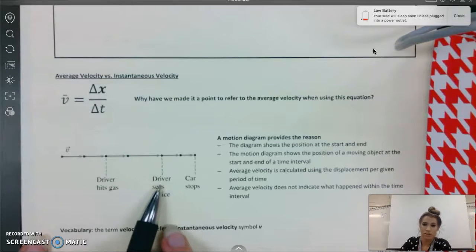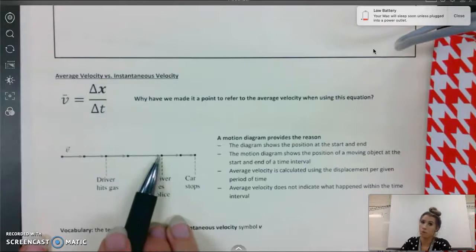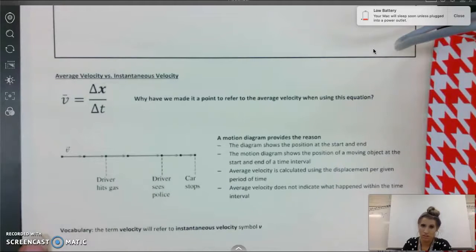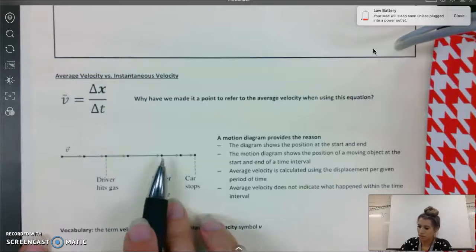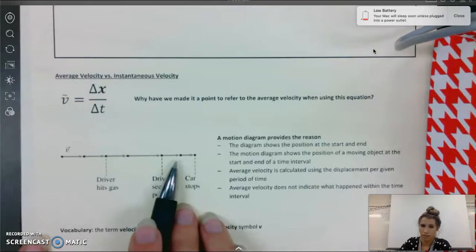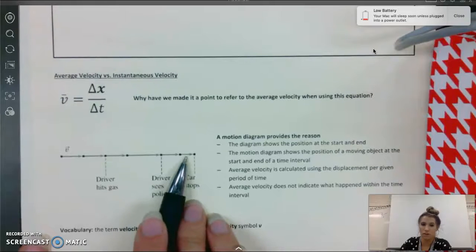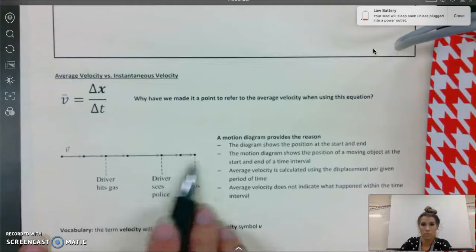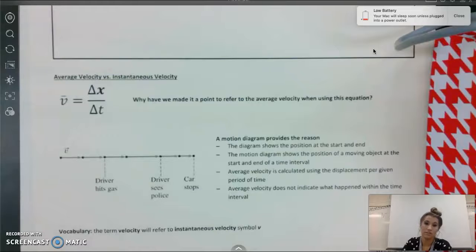And then the driver sees a police officer, so they push the brakes. And so they're still traveling in the positive direction. So we still have a positive velocity, but it is less than it was before. Okay, so this looks like it might be slower than what we had here. So we're probably at like 10 miles per hour, and then at like 5 miles per hour, and then we come to a stop because there's no more velocity vectors.